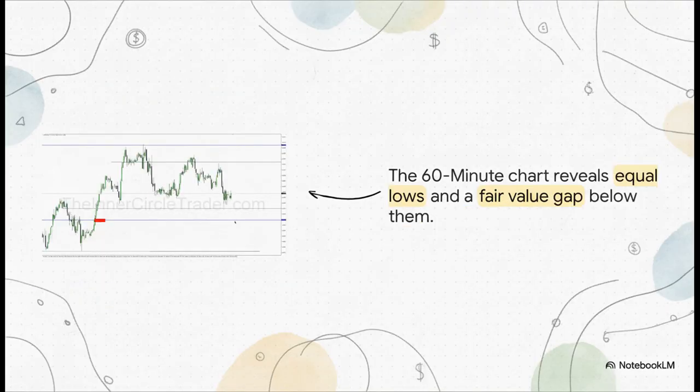And if we drill down even further to the 60-minute chart, it becomes crystal clear. We can see very specific targets now. You see those equal lows? That's a massive pool of liquidity. And right below it, you have a bullish order block and a fair value gap. When you get multiple things lining up in one area like this, it acts like a powerful magnet for price.